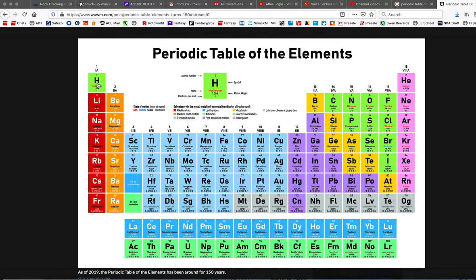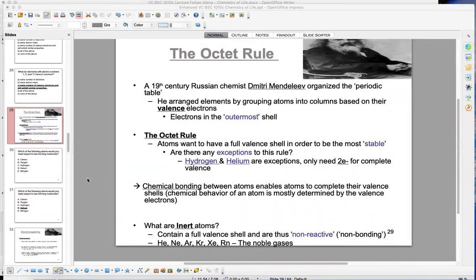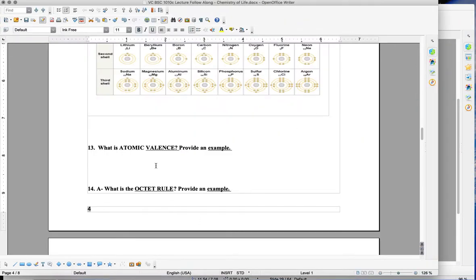So valence is outer. So we got hydrogen, which we said had 1 in its valence shell. We saw carbon had 4 in its valence shell because its atomic number is 6, so it can fit 2 in the first shell and 4 in the second shell. We illustrated oxygen, which had 2 in its first shell and 6 in its valence shell because it had an atomic number of 8. I also showed fluorine. Fluorine's atomic number is 9, so it had 2 in the first shell and then 7 in its outer shell. So that's what we're looking at, valence, okay? So our first thing here on our follow-along guide asks, what is atomic valence? And so valence is the outer shell.